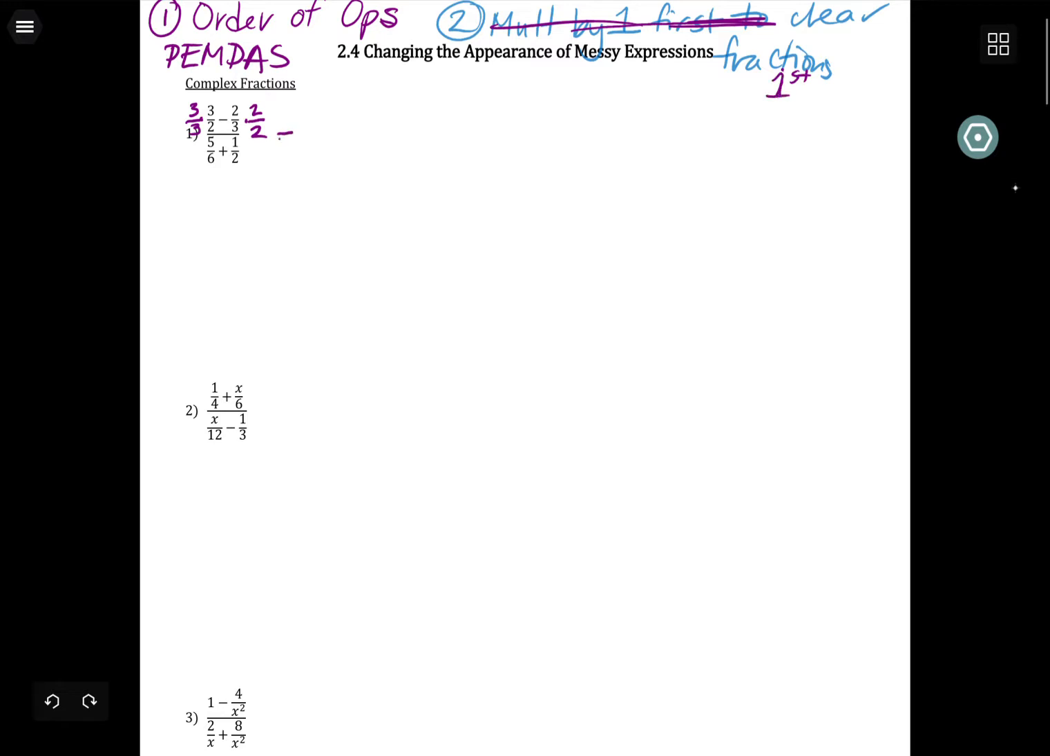So on the top we get 3 over 3, so we get 9 over 6, and then 2 times 2 is 4 over 6. It looks like in this problem, the LCD of the bottom is also 6, so we really just need to multiply that second fraction, top and bottom, by 3. So we'll have 5 over 6 plus 3 over 6. Now that we have the common denominators, we can do the addition subtraction. So 9 sixths minus 4 sixths is going to give us 5 sixths.